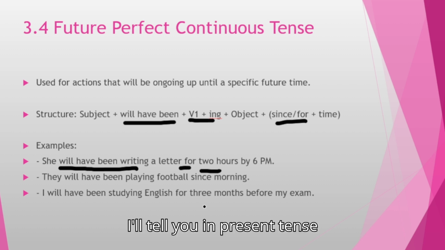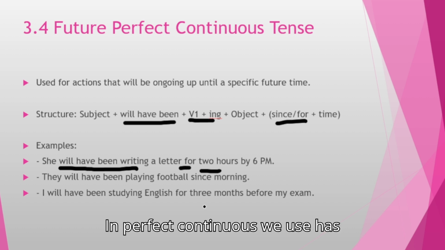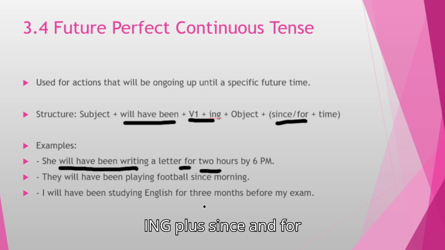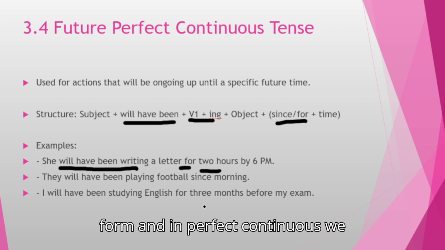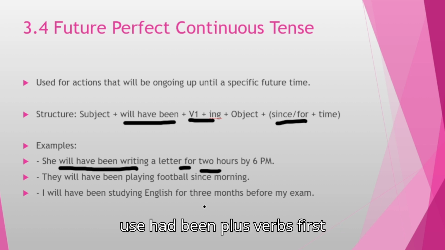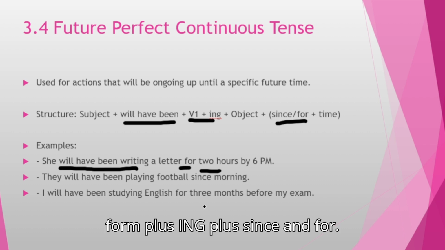In a nutshell, I'll tell you. In present tense, we use is, am, are. We use has plus verb's third form. In perfect continuous, we use has been plus verb's first form plus ing plus since and for. In past, instead of is, am, are, we use was, were, and we use had plus verb's third form. And in perfect continuous, we use had been plus verb's first form plus ing plus since and for.